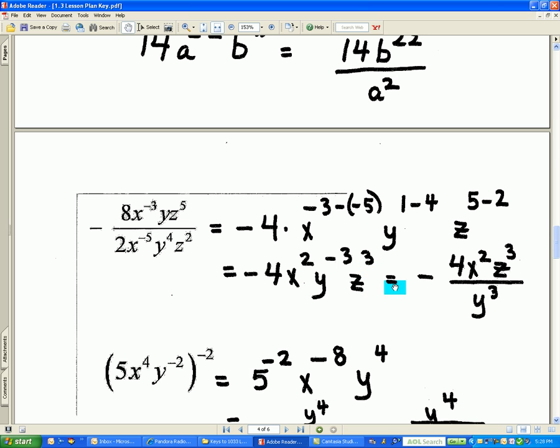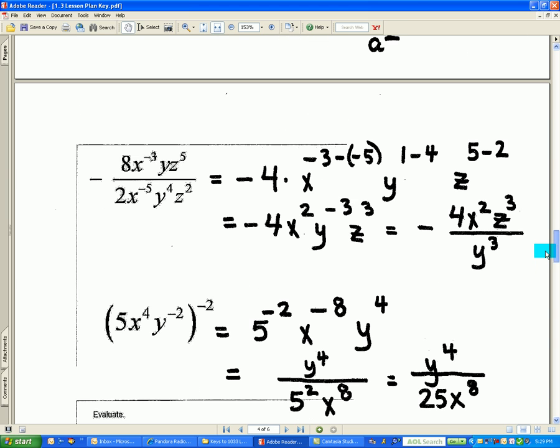Our last and final step is very similar to what we did in the last problem. You cannot have y to the negative third in your final answer. Therefore, we take the reciprocal of it. The simplest way of doing that is moving it to the denominator and making the power positive. Thus, my final answer is the opposite of 4x squared z cubed over y to the third.